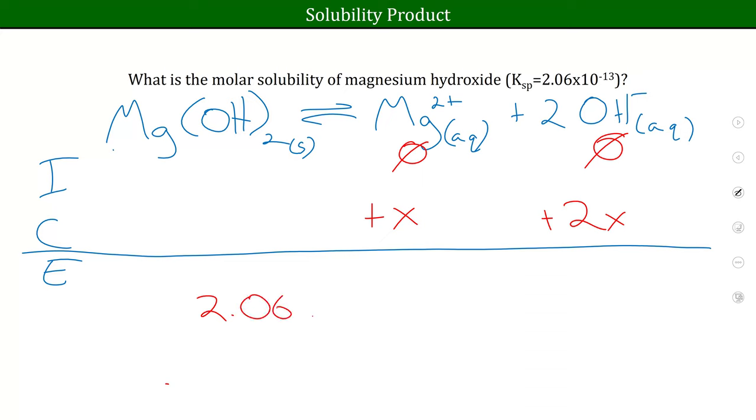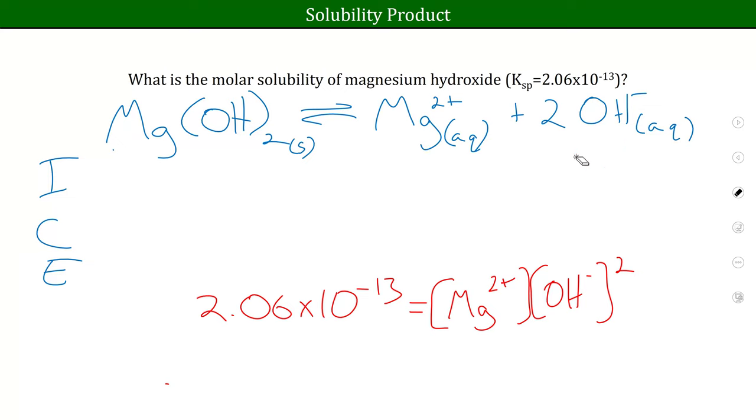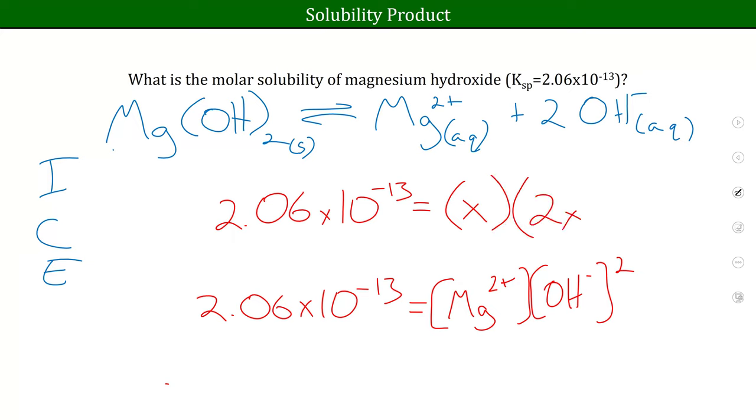So 2.06 times 10 to the minus 13 is equal to our magnesium concentration times our hydroxide concentration squared. So 2.06 times 10 to the minus 13 equals X times (2X) squared. This is the one that always gets people because it seems like we're counting that 2 twice, because we are. But that's the right mathematical step. There's going to be a 2X, and then you're going to square the 2 as well.